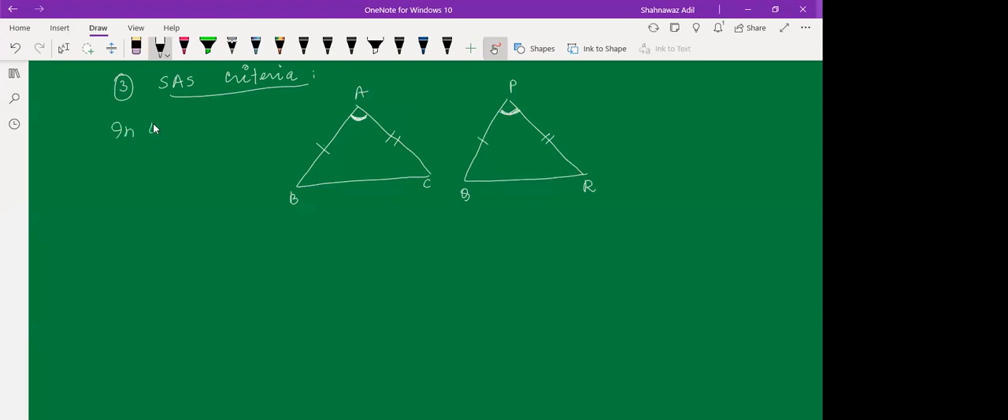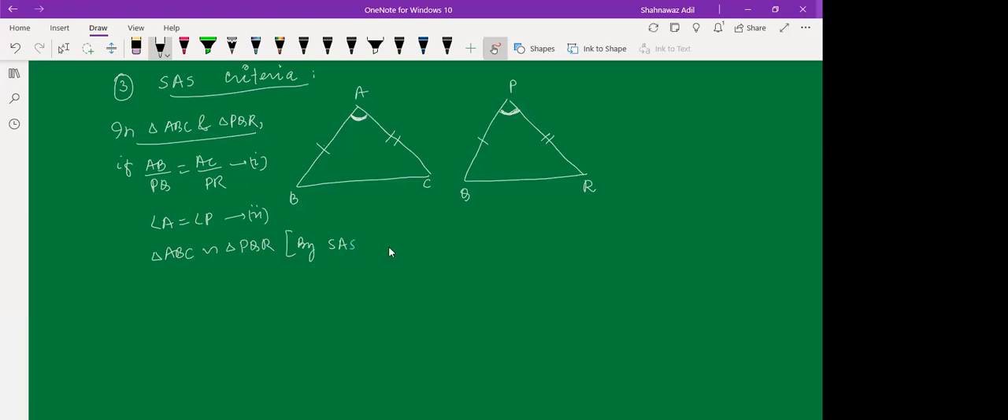So in triangle ABC and triangle PQR, if you have AB by PQ equal to AC by PR, this is the first thing. The second thing is angle A equal to angle P. Then triangle ABC would be similar to triangle PQR by SAS property or criteria.